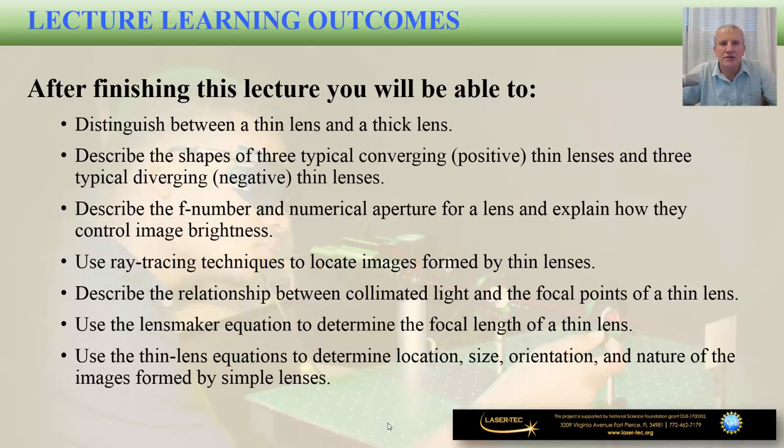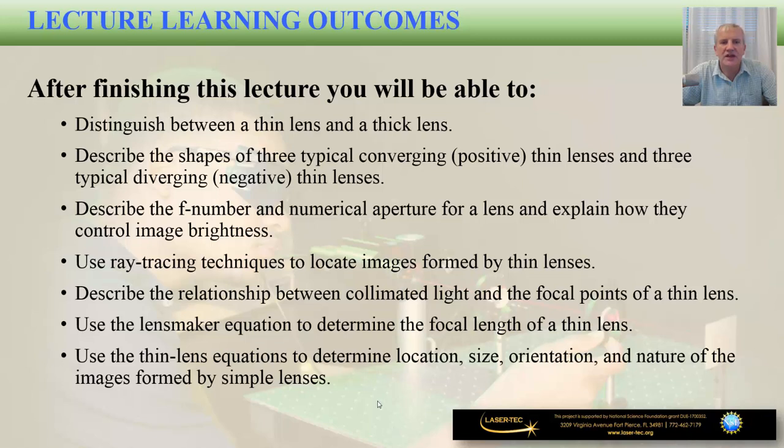We are also going to learn about what the f number is and what a numerical aperture for a lens is. We will explain how they control image brightness, and then we are going to move on to the subject of ray tracing techniques and see how they can be used to locate images formed by thin lenses. We are also going to describe the relationship between collimated light and the focal points of a thin lens.